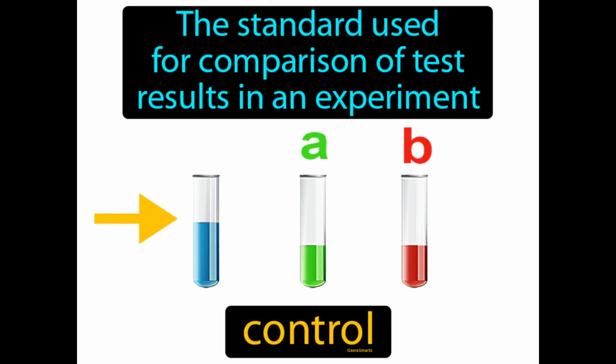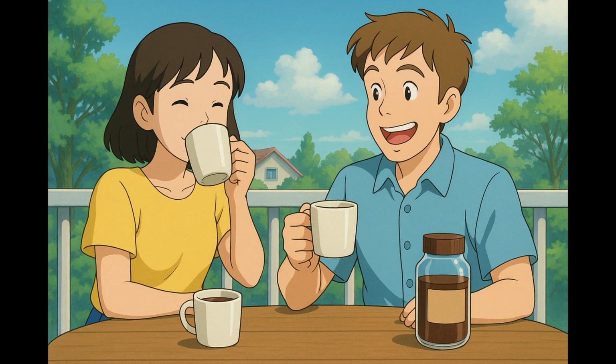The standard used for comparison of test results in an experiment: control. In science, a control is something kept the same in an experiment to see how other variables change in comparison. Imagine you're trying to decide if a new brand of coffee wakes you up better than your usual morning brew. Just like you would compare the new coffee to your regular one to see which is more effective, scientists use a control in experiments to compare test results.